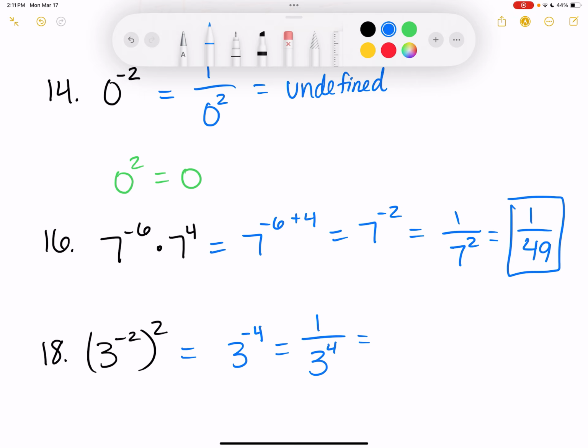What's 3 times 3? 9. Oh, 81. Okay, so look, that's 3 squared and 3 squared. 9 times 9 is 81, so 1 over 81.